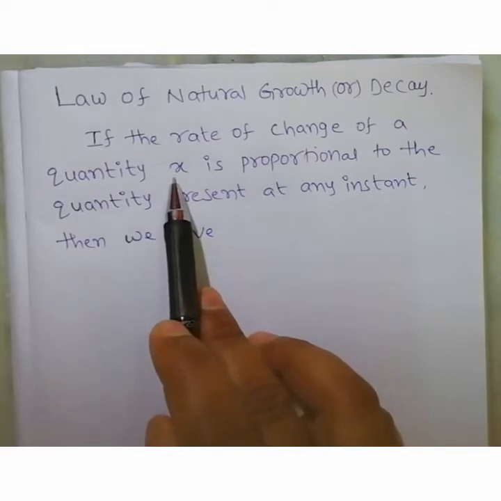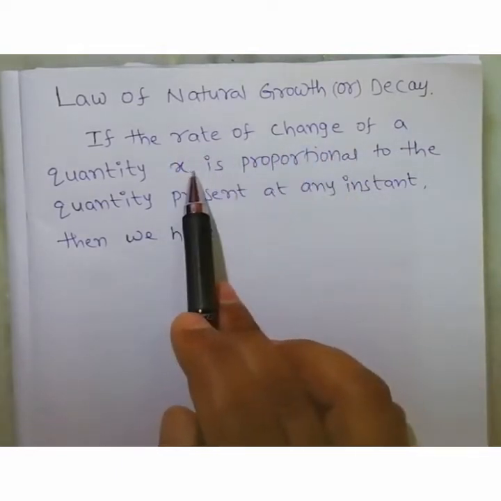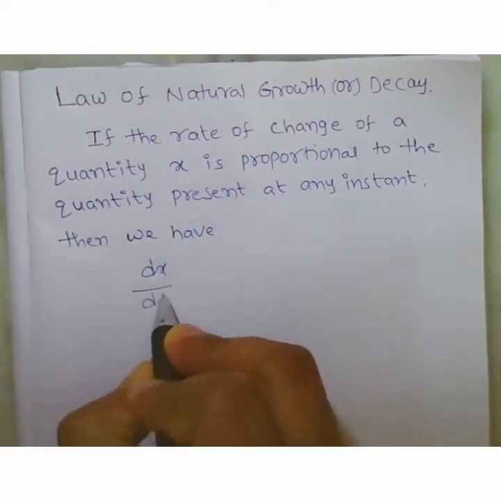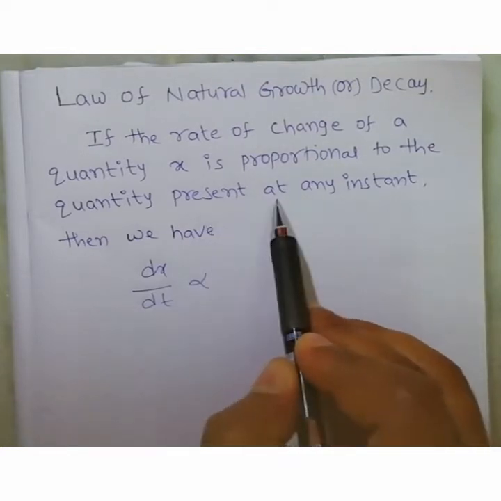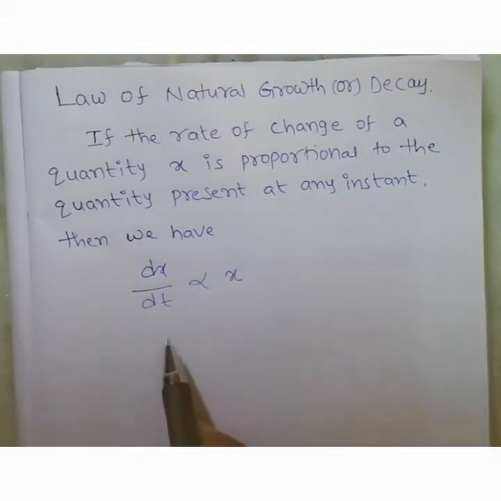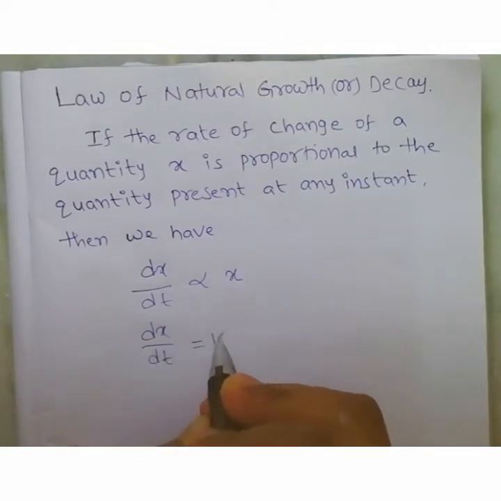See here, I took the quantity to be x, that is what is given. The rate of change of quantity x, that is dx by dt, is directly proportional to the quantity present at any instant. So that's why I would like to take it to be x. So for removing this proportionality symbol, I take dx by dt is equal to k into x, where k is the proportionality constant.